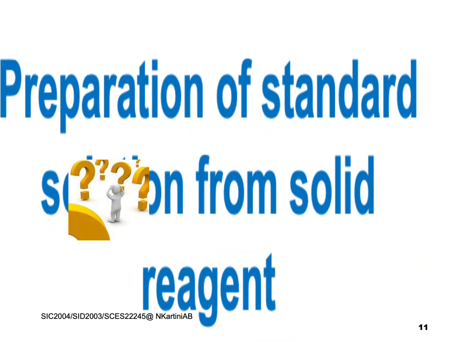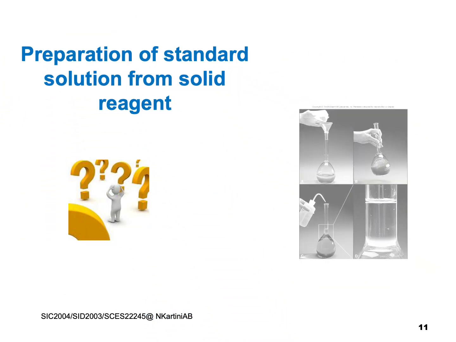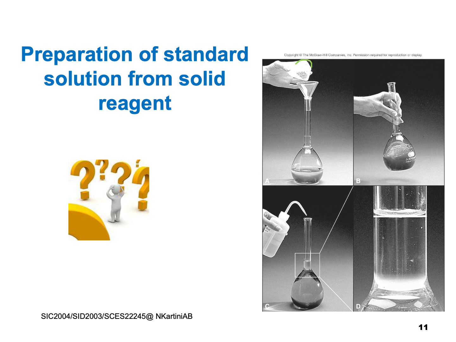This slide shows how to prepare a standard solution from the solid reagent. First of all, you have to weigh this solid reagent, high purity, analytical grade for example, using the weighing bottle, weighing boat here, and then transfer quantitatively into this volumetric flask. Perhaps you want to prepare a 500 ml solution, then you need to use a 500 ml volumetric flask.